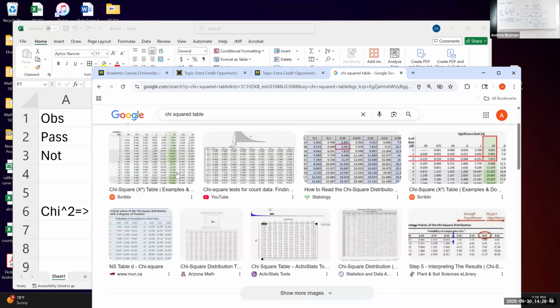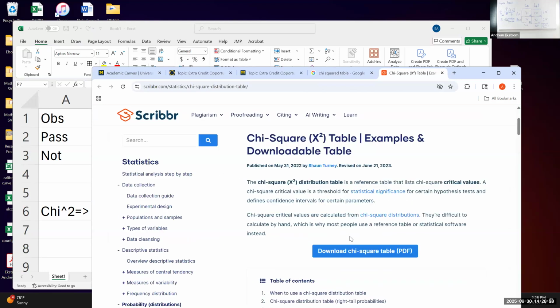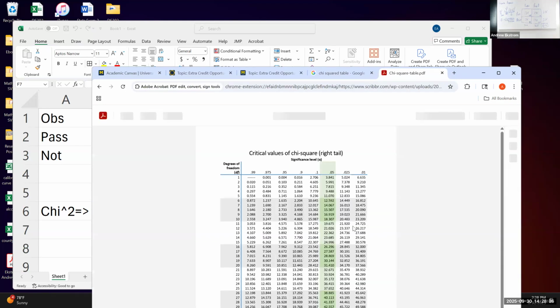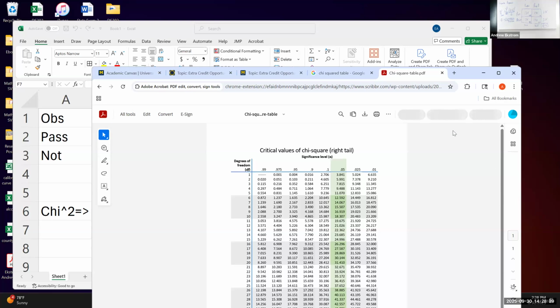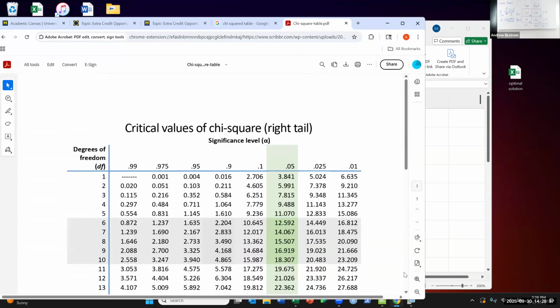Some of these are a little bit better to deal with than others. All right, so what I've got here is a chi-square table. If I'm interested in a 95% confidence interval, with the data that we have, degrees of freedom is going to be equal to 1.